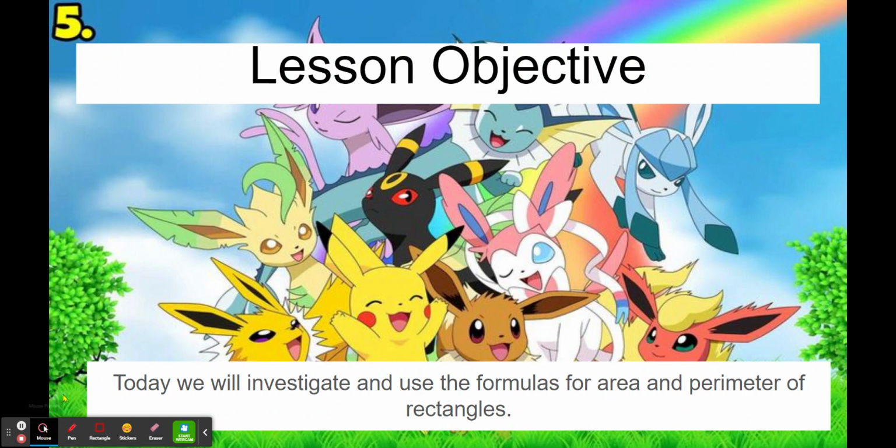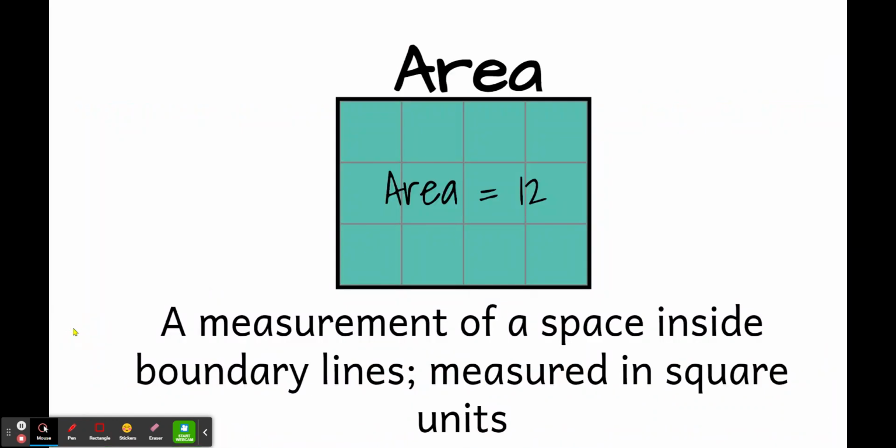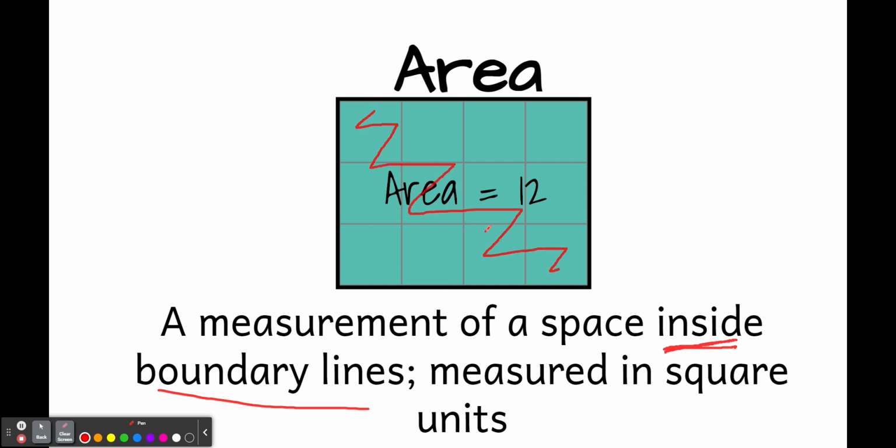All right, now let's go ahead and take a look at what is area. So area is the measurement of a space inside boundary lines measured in square units. So the area is this filled in space over here. Area is inside of the boundary lines or inside of the outline of this rectangle.